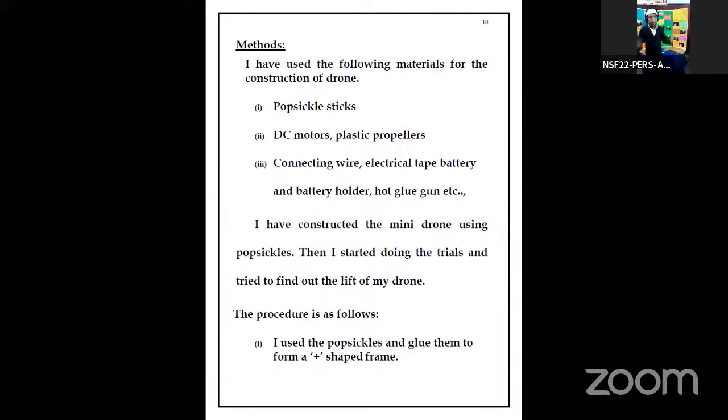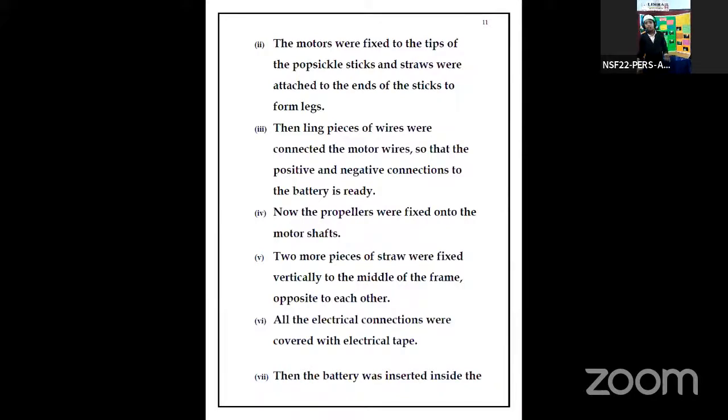The procedure is as follows. I used popsicle sticks and glued them to form a pear-shaped frame. The motors were fixed to the tips of the popsicle sticks and straws were attached to the ends of the popsicle sticks to form legs. Then pieces of wire were connected to the motor wires so that the negative and positive connections to the battery are ready. Now the propellers were fixed onto the motor shafts. Two more pieces of straw were fixed vertically to the middle of the frame opposite to each other. All the electrical connections were covered with electrical tape.